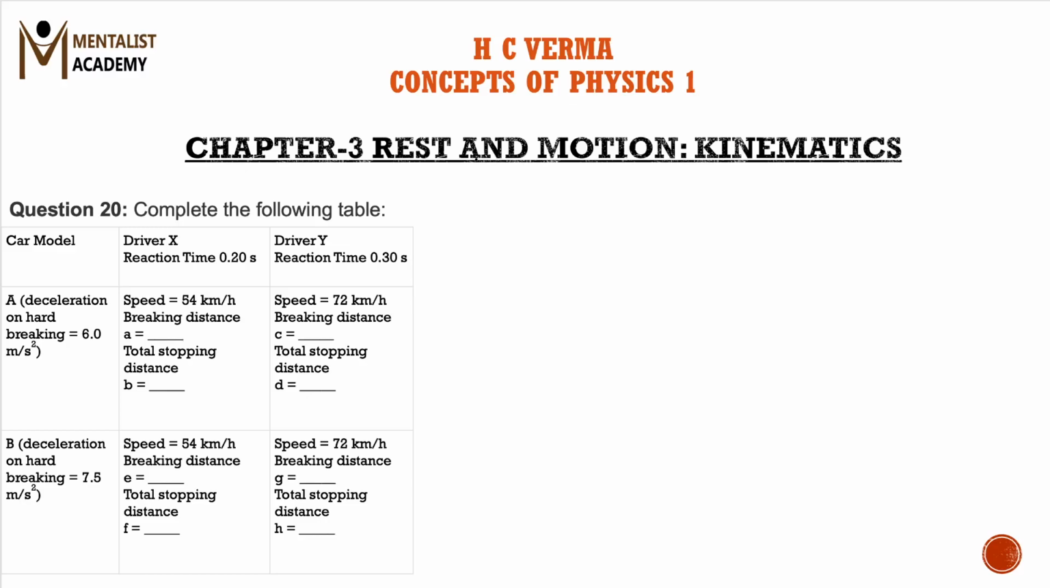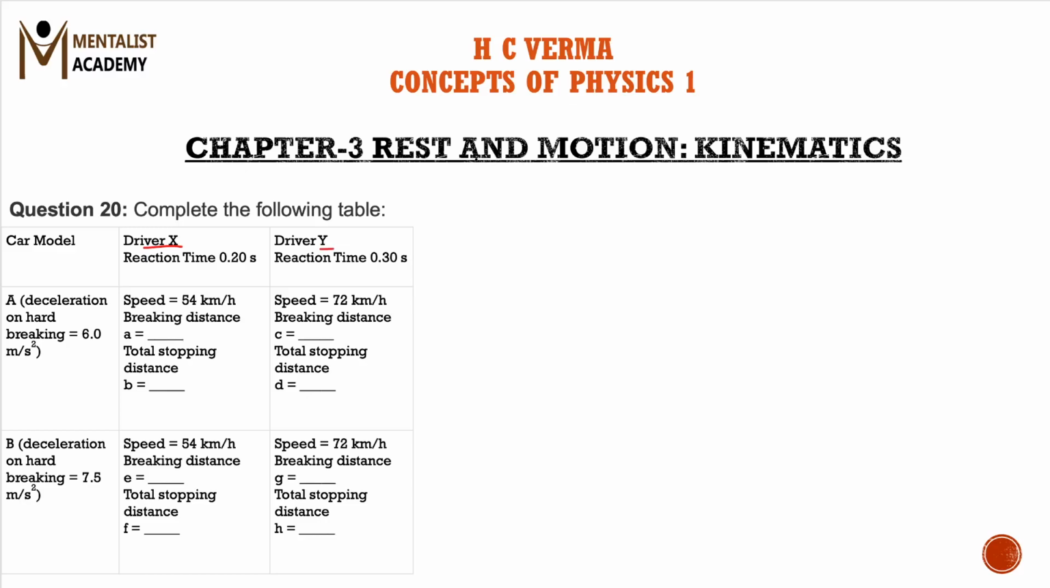We are doing question number 20 from H.C. Verma book Concepts of Physics 1 from chapter number 3 Kinematics. According to the question, there is a table given in which certain data is given and we have to complete the table. This table is for two drivers, driver X and driver Y. So we just need to complete the table.